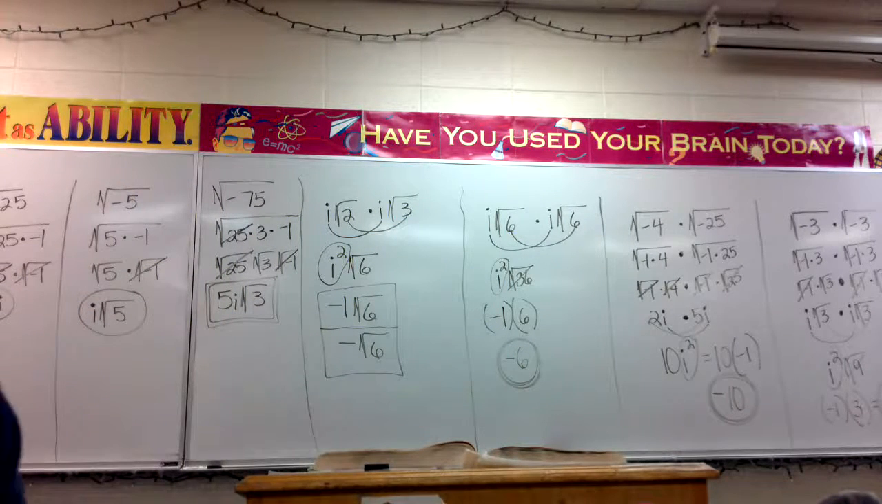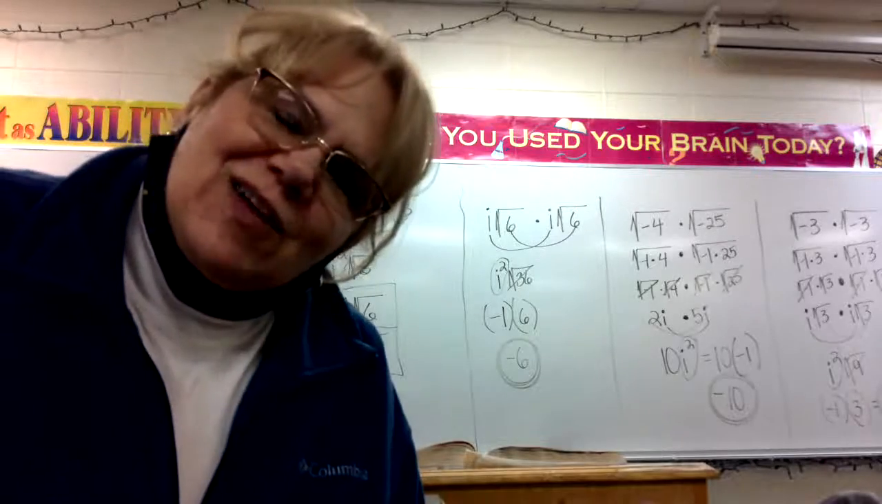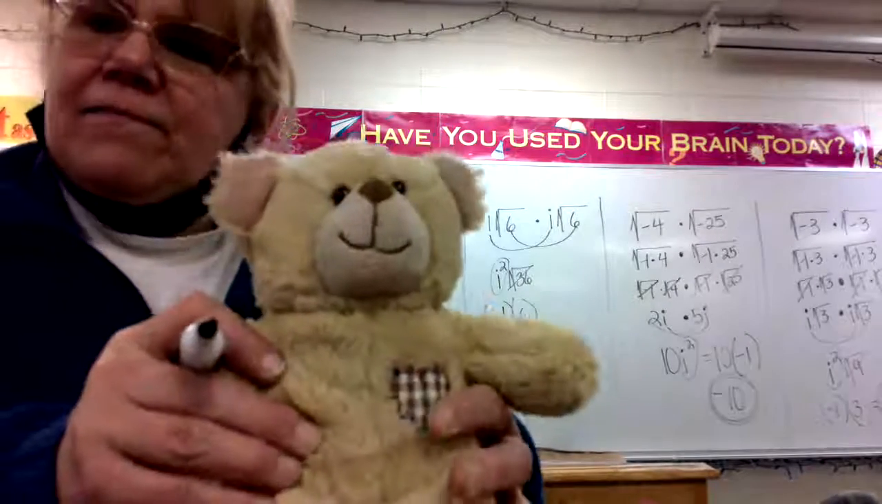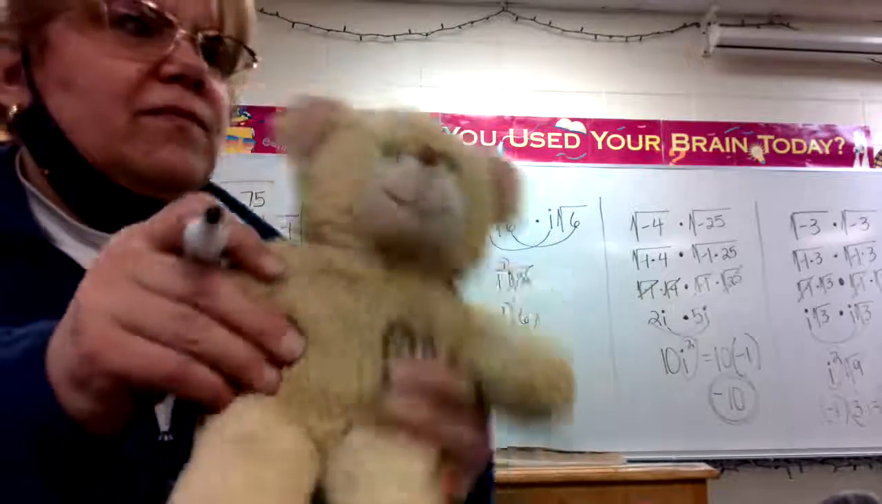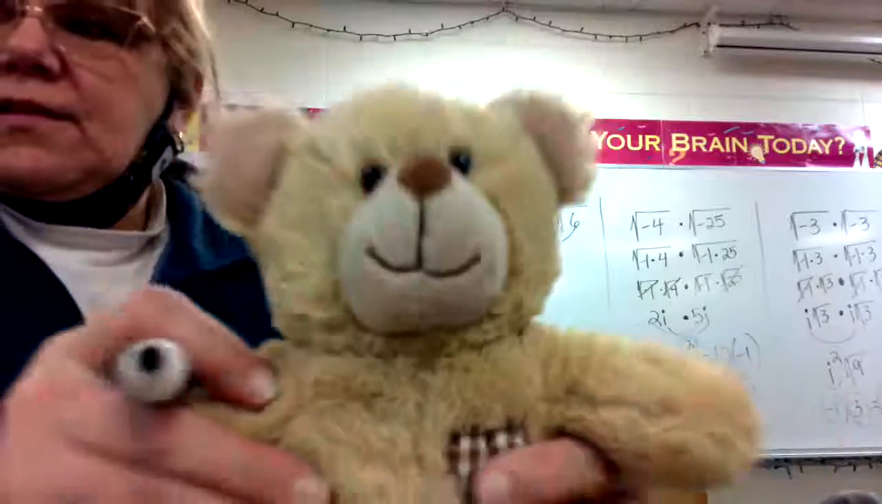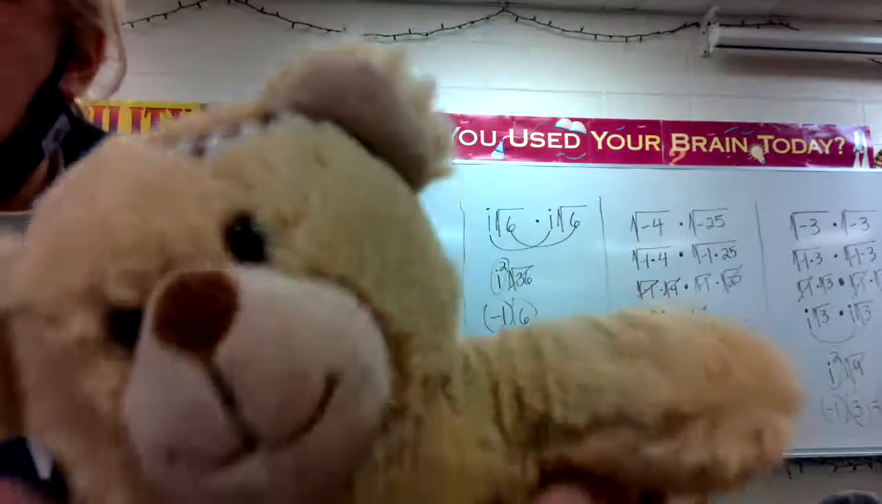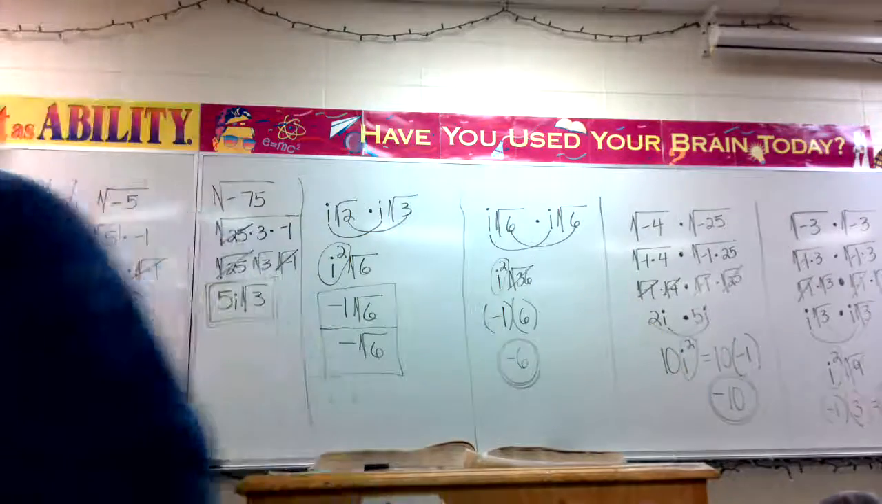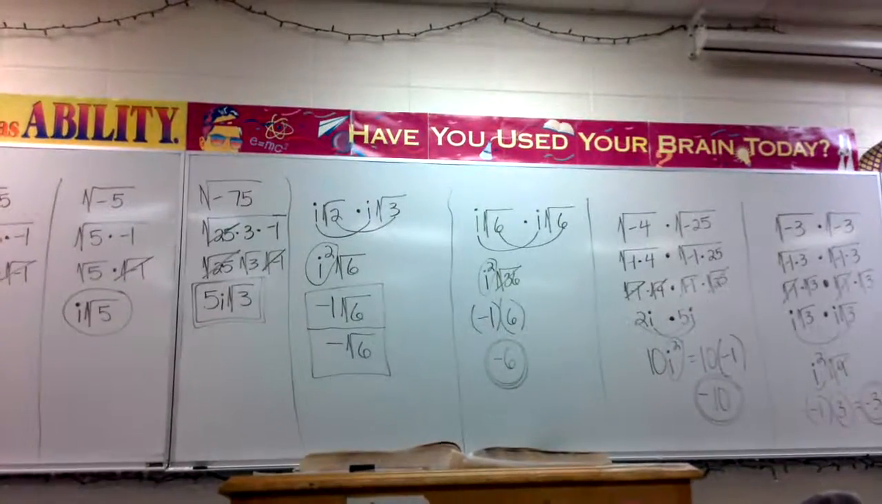Anybody with questions? Does anyone have a question? X is equal to negative b plus or minus the square root of b squared minus 4ac all over 2a. Anyone with questions?